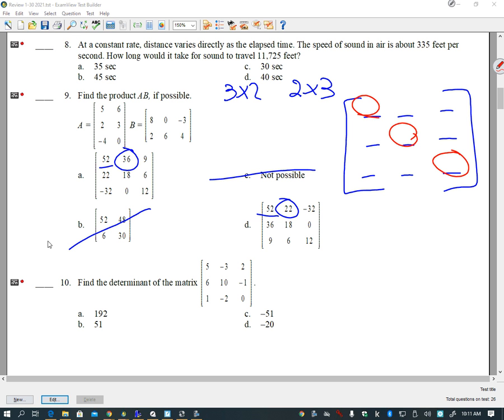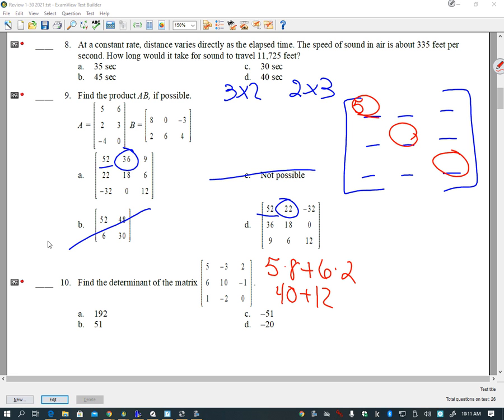If I want to find this position here, how do I do that? 5 times 8 plus 6 times 2. Very good. So 5 times 8 is 40 plus 12.